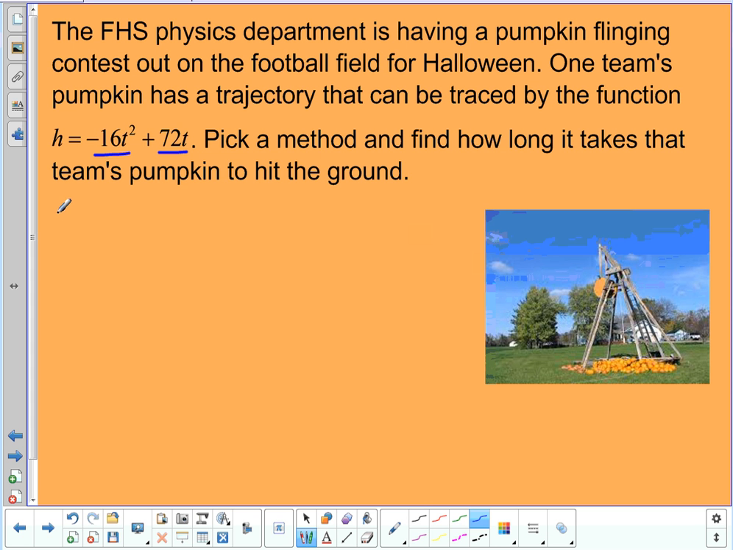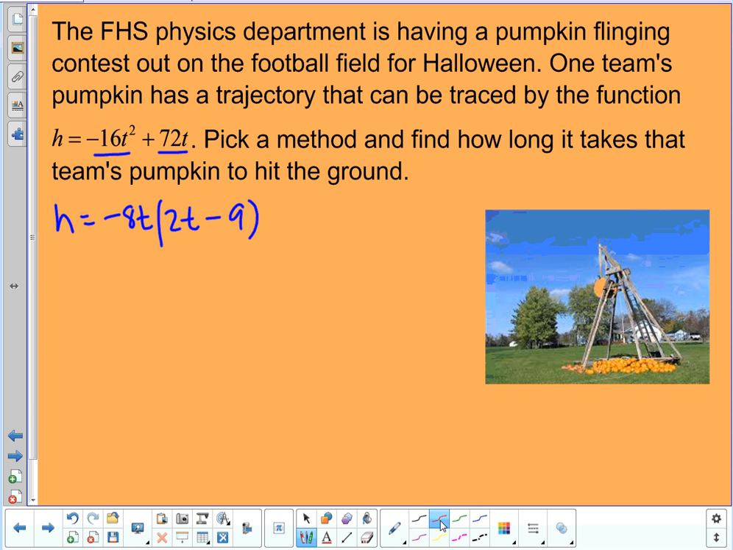So I'm going to try and factor this. The next thing I want to ask myself is, can I take anything out of 16 and 72? And I can. Both 16 and 72 are divisible by 8. So I'm actually going to take out a negative 8t. The reason I'm pulling out a negative is just so that I don't have that negative in front anymore. So that's going to leave me with 2t minus 9, because I took that 72 and divided by negative 8. 72 divided by negative 8 is negative 9.